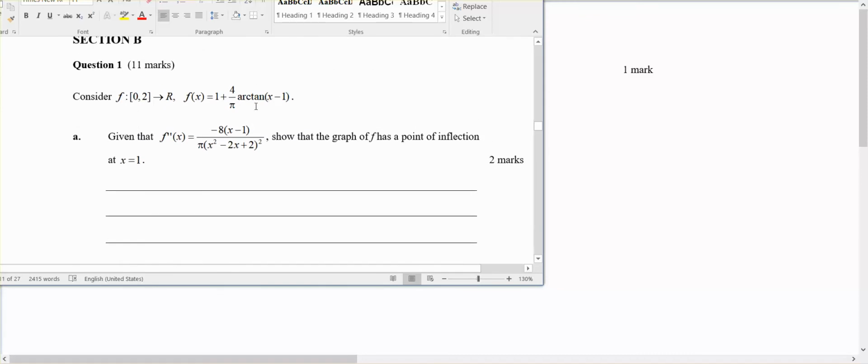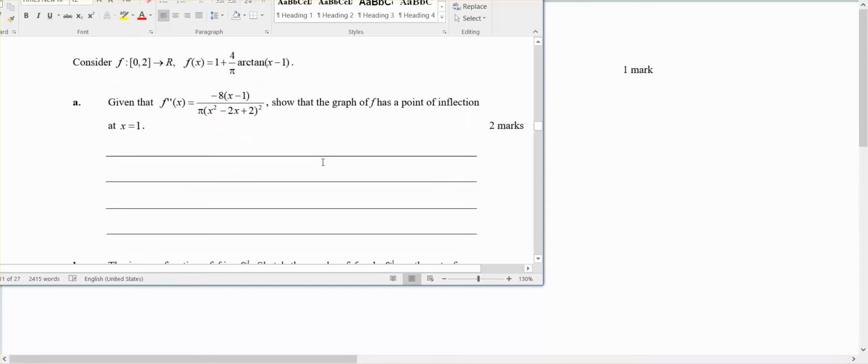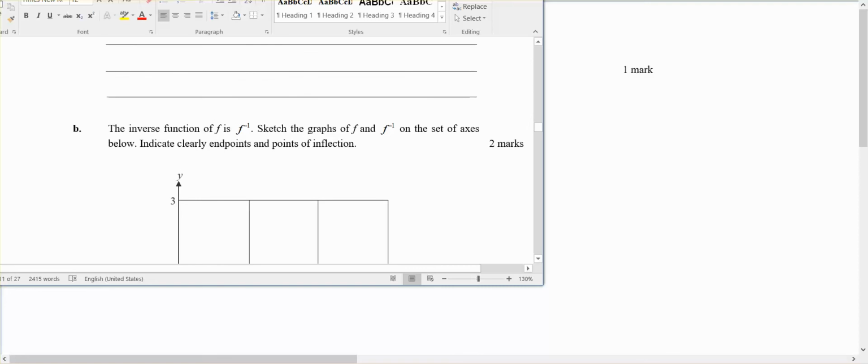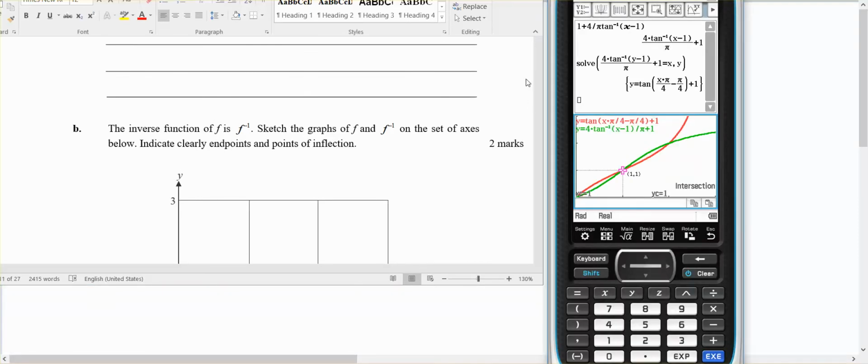this inverse of this arctan, so the inverse tan function, and we've had to graph both the function and its inverse. So if we're on my calculator, I've got my function, I've replaced x and y and I've solved for y and I've graphed them both. And I can see that it intersects at 0, 0, 1, 1 and 2, 2.